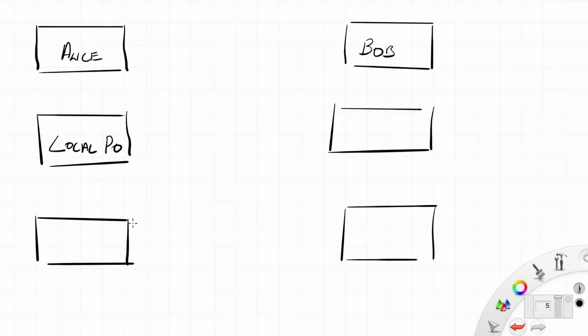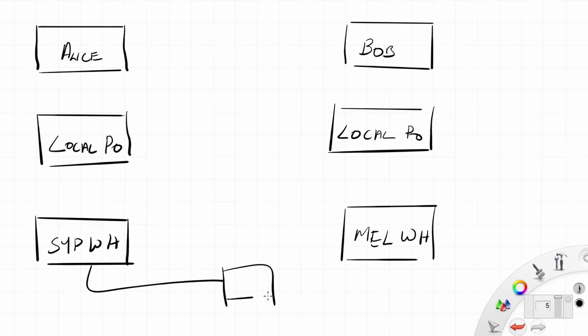So this is the local PO of Alice and this is the local PO of Bob. Then this is the SYD warehouse where all the trucks leave to the MEL warehouse. So this is all we discussed. If you have any questions on these diagrams, feel free to refer to it. So the truck is going. So this is the truck.